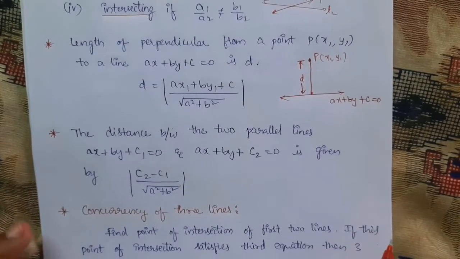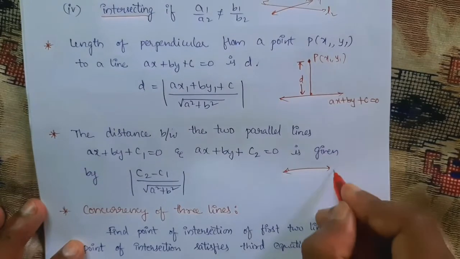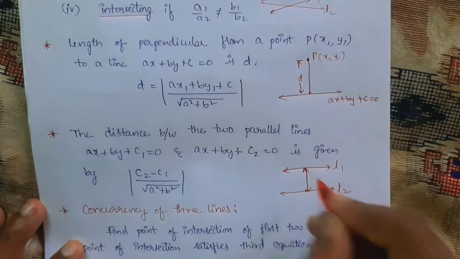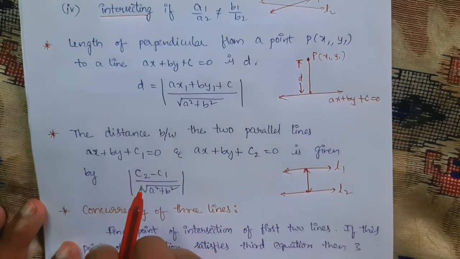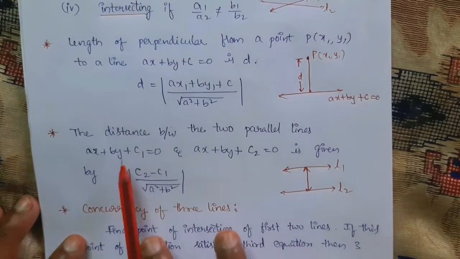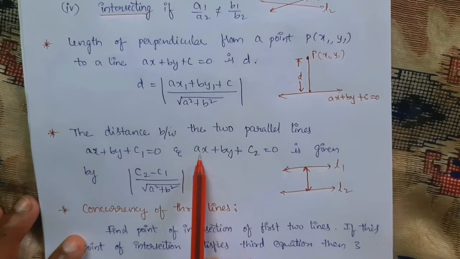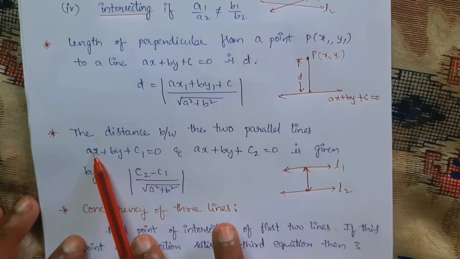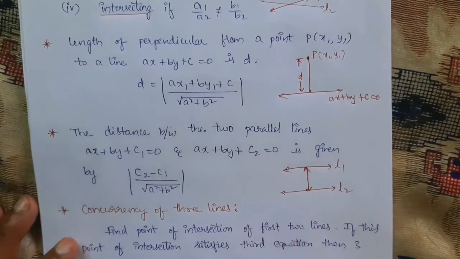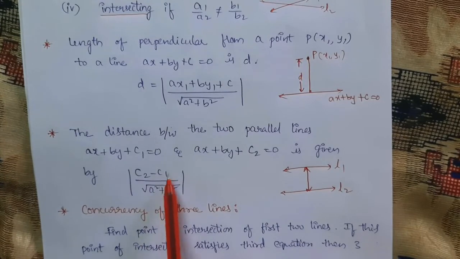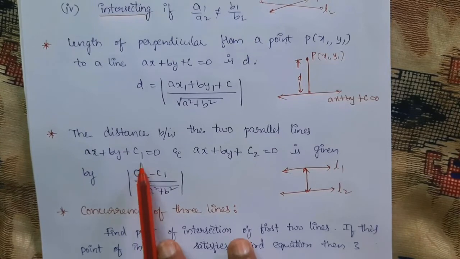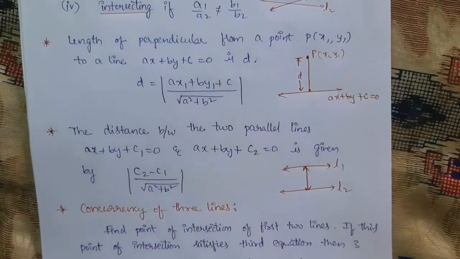Next, the distance between two parallel lines, this is L1 and this is L2. The distance between two parallel lines ax plus by plus c1 equal to 0 and ax plus by plus c2 equal to 0. If you identify clearly here, these two lines are parallel because the x coefficient and y coefficient are equal. So the distance between those two parallel lines is given by modulus of c2 minus c1 by square root of a square plus b square. Here c1 and c2 are the constants of the first line equation and second line equation.